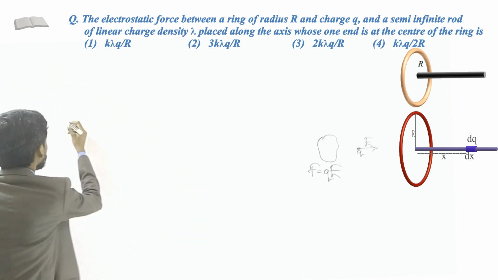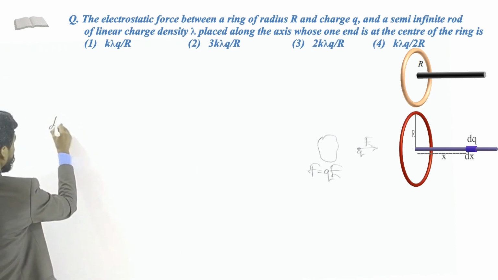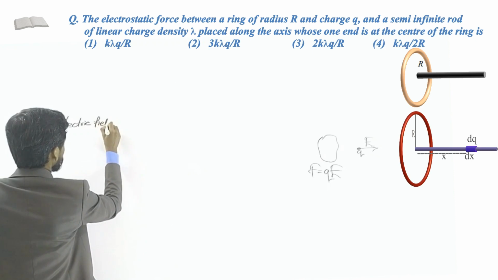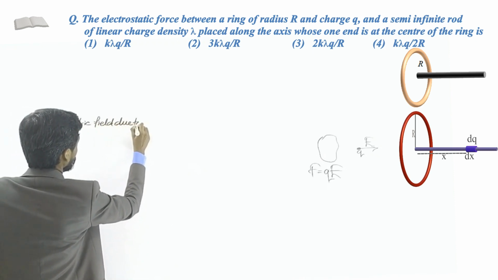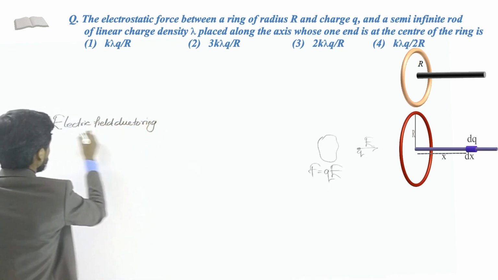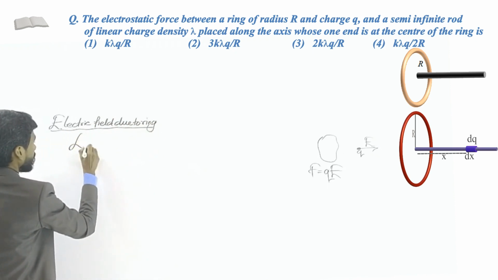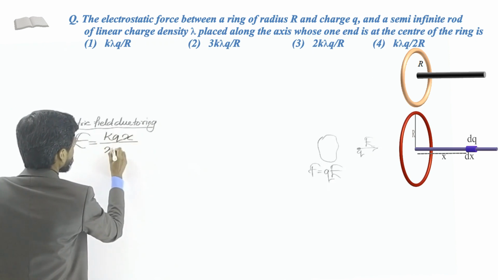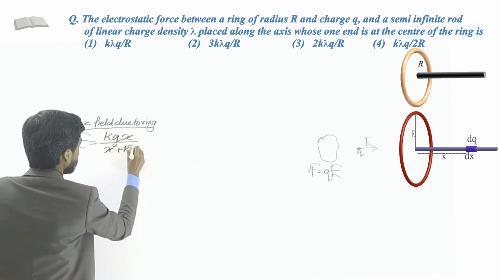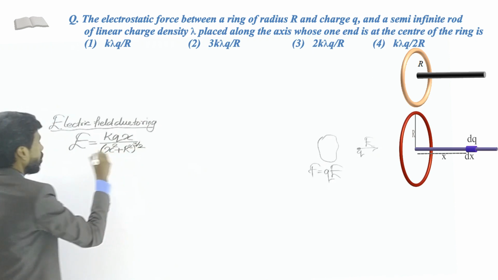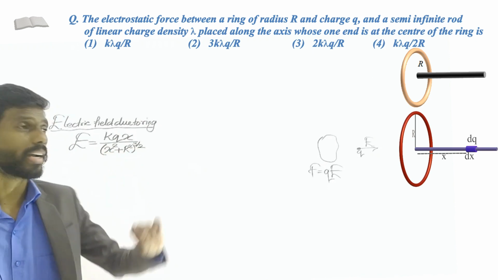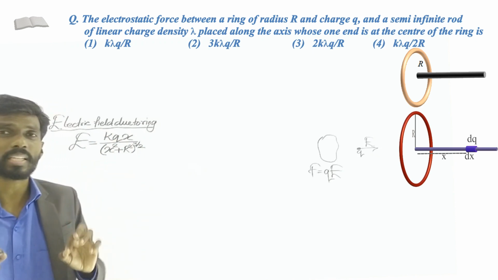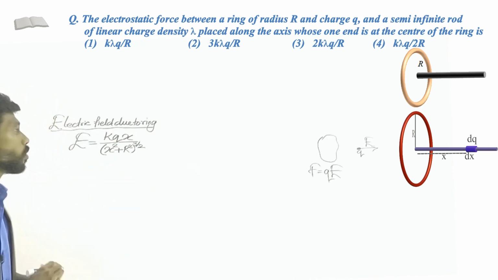So, electric field due to a ring. The electric field due to the ring has the formula E equals kqx divided by (x squared plus r squared) to the power 3 by 2. This is the formula for the electric field at a distance x from the center. Now this electric field we need to multiply by the charge to get the force. So let us find the force.